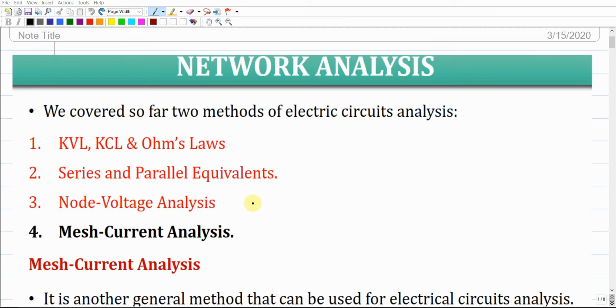Then we discussed the node voltage analysis in the previous meeting. Today we're going to consider the mesh current analysis, and this is going to be the last method that we are going to consider through chapter 2 for the resistive circuit analysis.